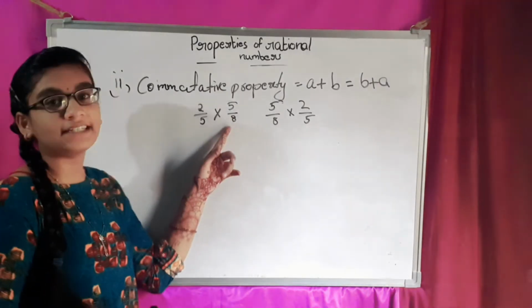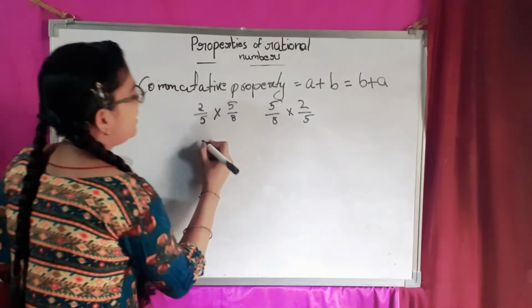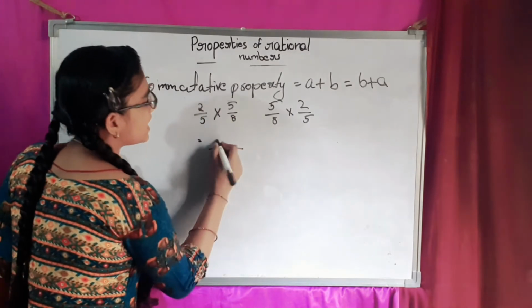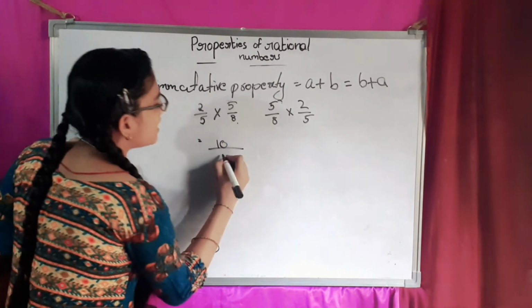Now we will do multiplication. Here 5 2s are 10 and 8 5s are 40.